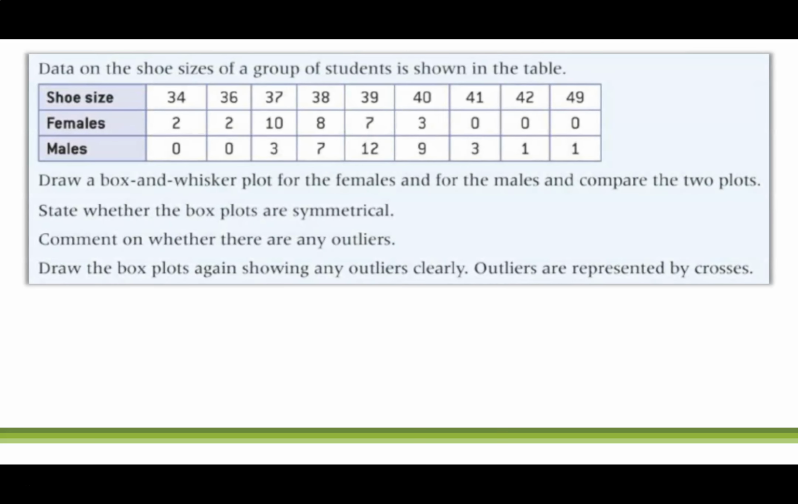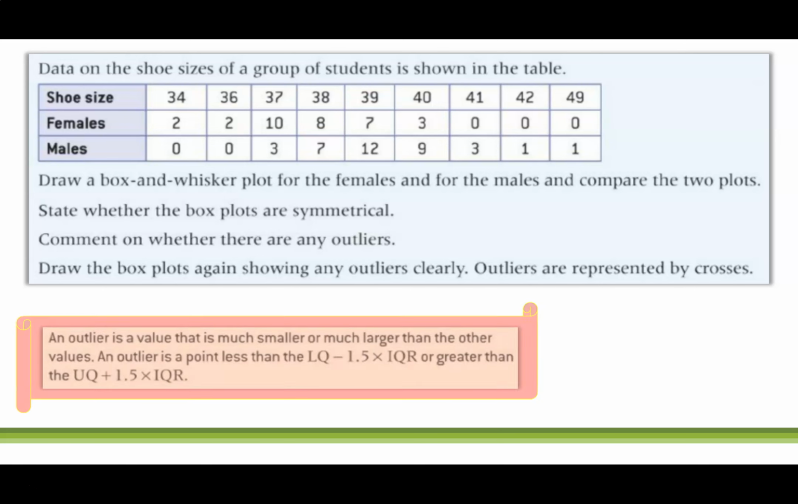Okay, one more quick example. I know this is getting kind of long here. Shoe sizes of boys and girls measured in European sizes, ranging from 34 to 49. 49, that's an awfully big foot. Okay, let's draw a box and whisker for the females and the males. Compare the 2 plots. There's a little reminder about how the formula works for finding the zone where the outliers are or are not.